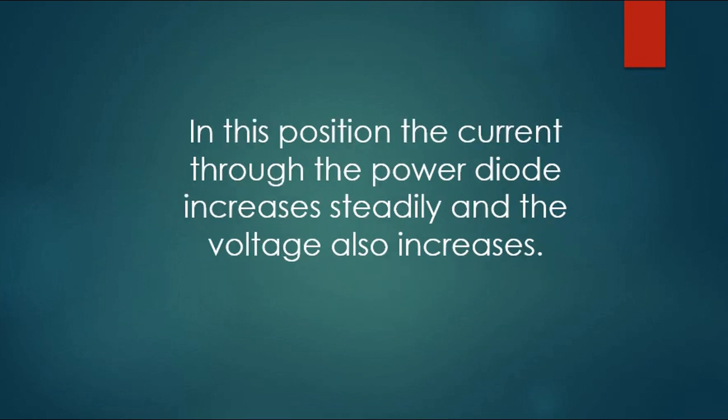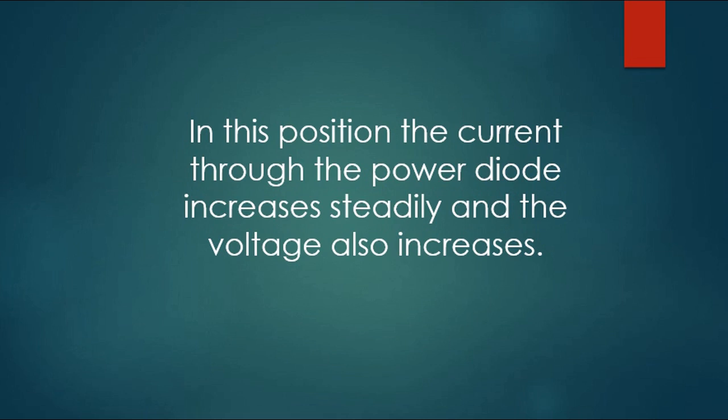In this position, the current through the power diode increases steadily, and the voltage also increases. That is to show you that as the current increases, the voltage increases.